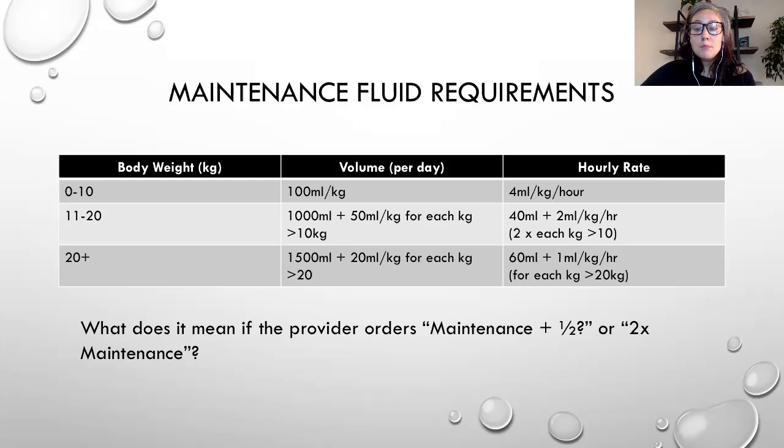So maintenance plus 1/2 would be whatever you're seeing here, right? Whatever we decide our maintenance level is, divide that by 2. So let's say our maintenance, this is an easy one, is going to be 10 mils per hour. And we're supposed to give maintenance plus 1/2. So 10 divided by 2 is 5, right? 10 plus 5 is 15. So maintenance and 1/2 would be 15 mils per hour, okay?